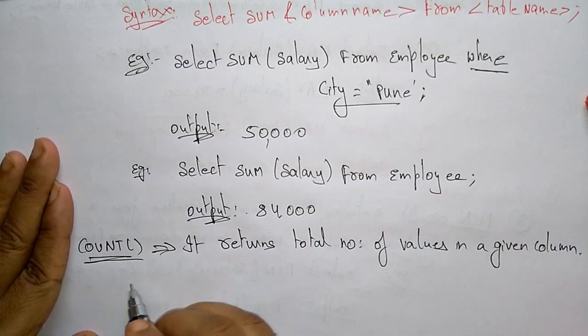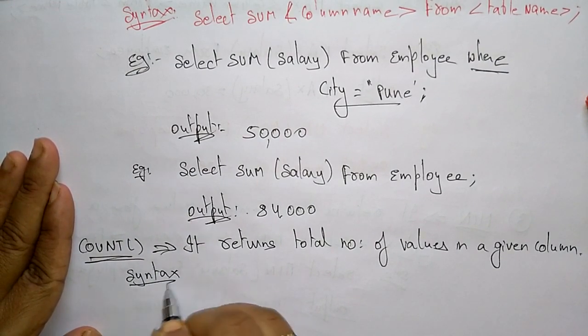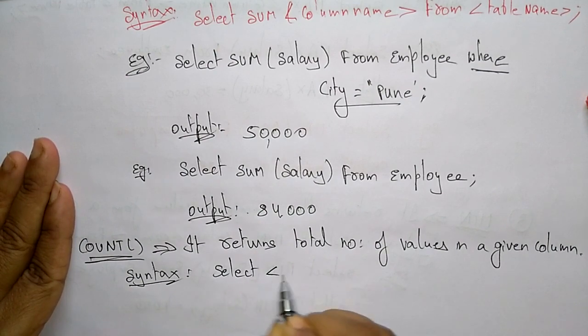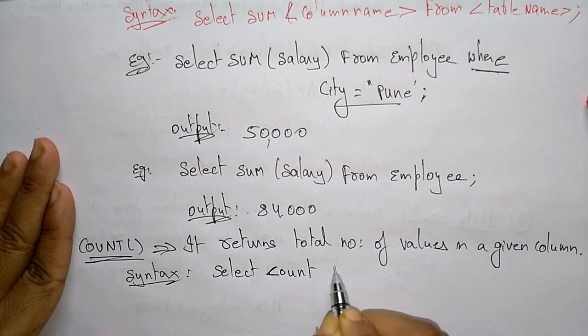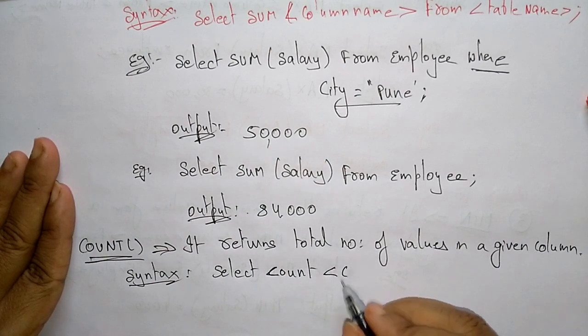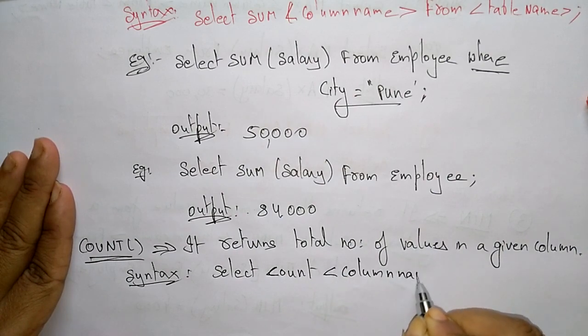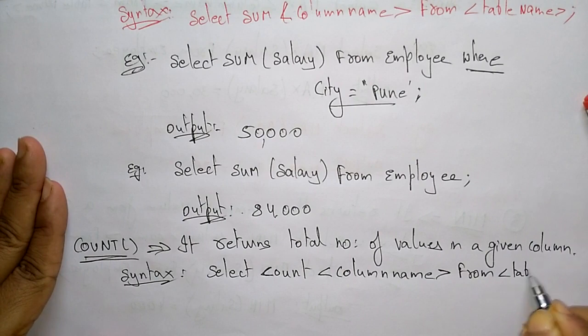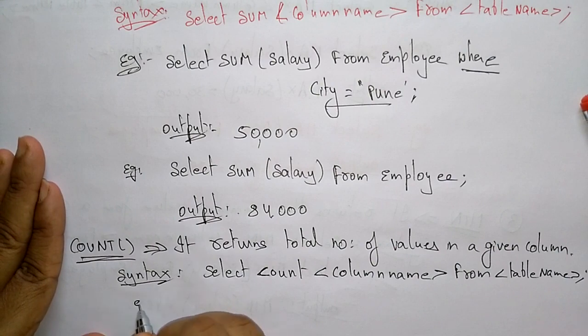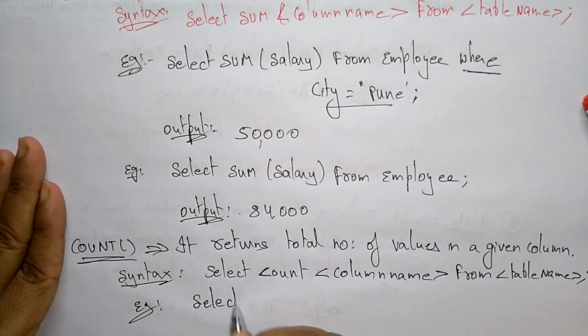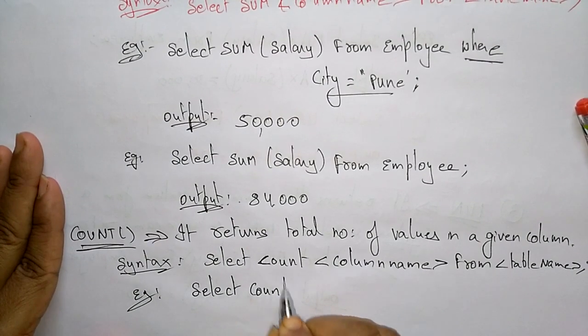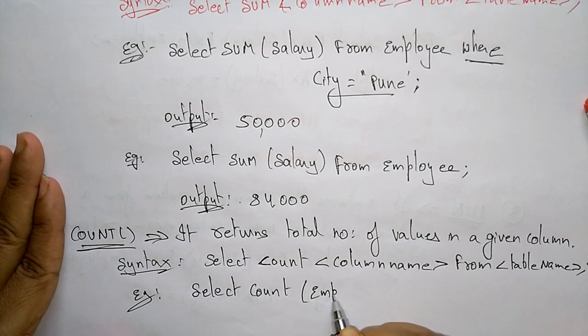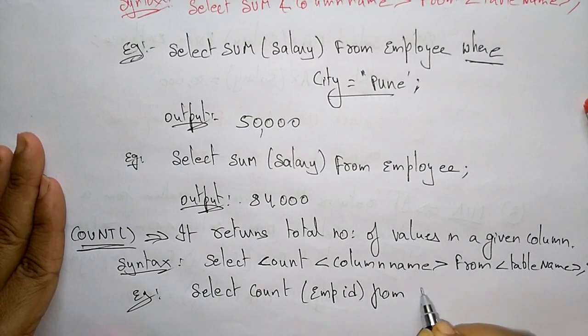The syntax for this is select count, here you have to write the column name. Which column do you want to count? Select count column name from table name. So let me write the example for this. Select count, column name, I am taking the employee ID from employee.